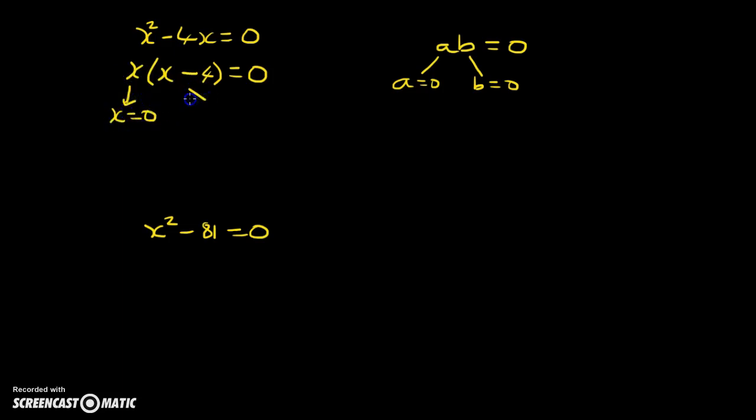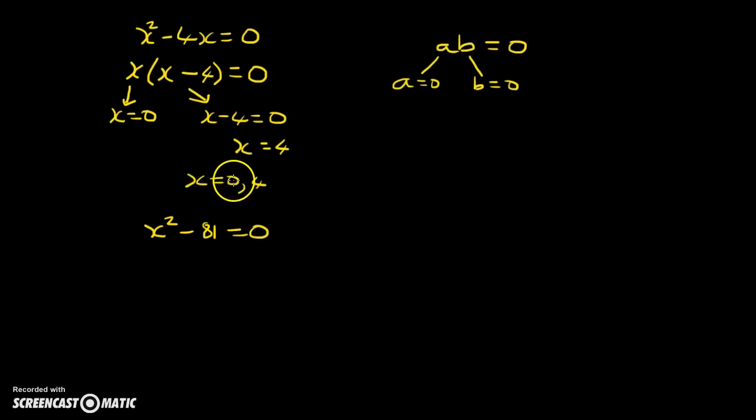So x equals 0, or x subtract 4 equals 0. If we rearrange this one, add 4 to both sides, we get x equals 4. So our final solution there, x equals 0, x equals 4.